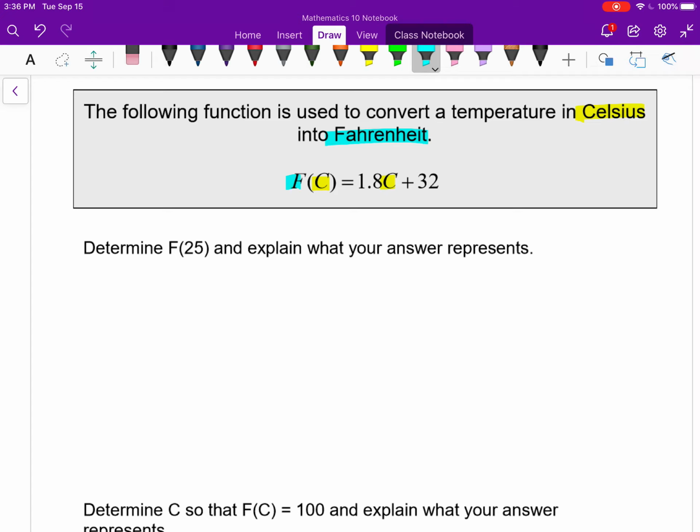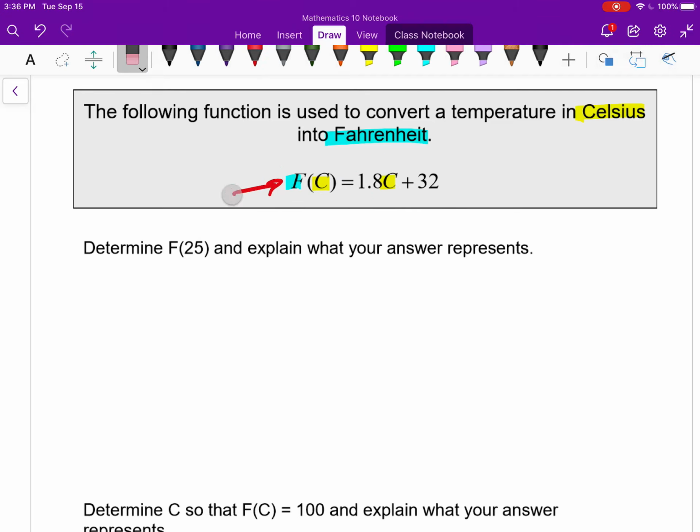Fahrenheit is the output. That's the dependent variable. So the way this equation is set up, if we know what C is, we can figure out F. And that's what that equation is telling me. This part here is saying, if we want to figure out Fahrenheit, we need to know Celsius. And how do we do it? That's what this tells you how to figure that out.